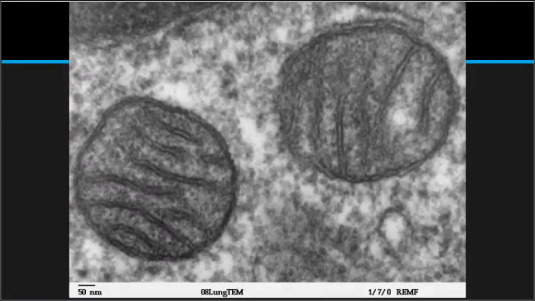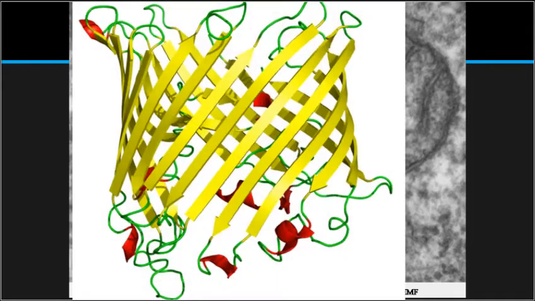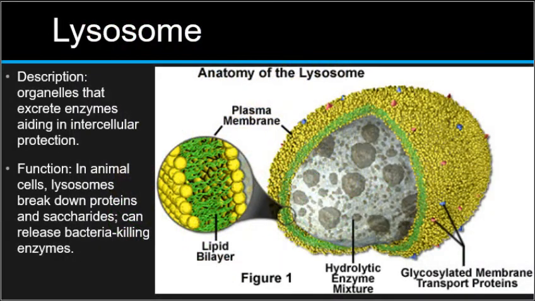Easy breezy, right? Okay. This is a picture of some actual mitochondria. So notice how round they are. I always draw them kind of in that jelly bean shape, but they can be round sometimes, depending on what you're looking at. And this apparently is some of the protein that makes up that inner part of it right there.